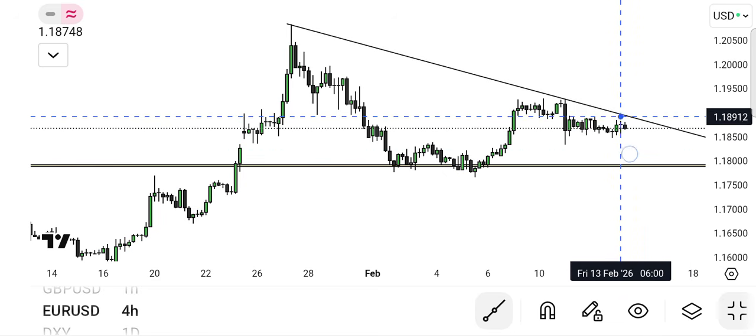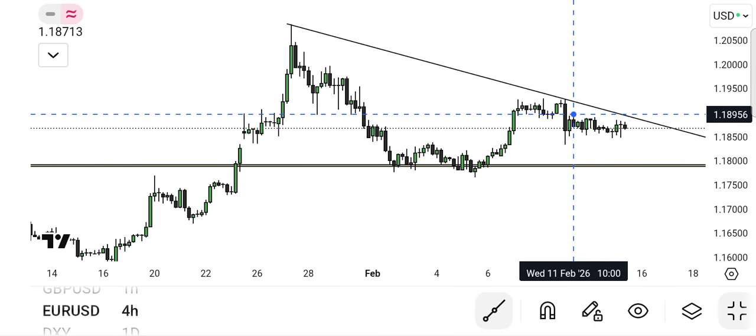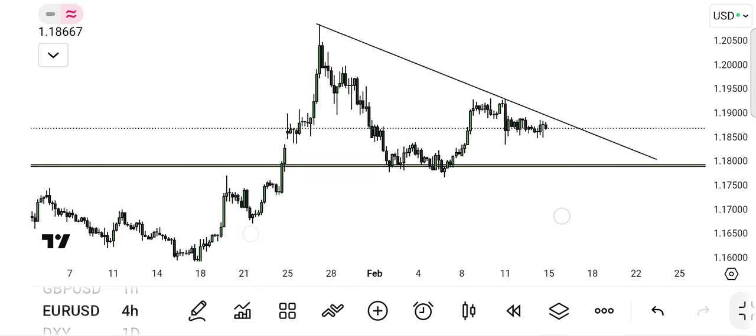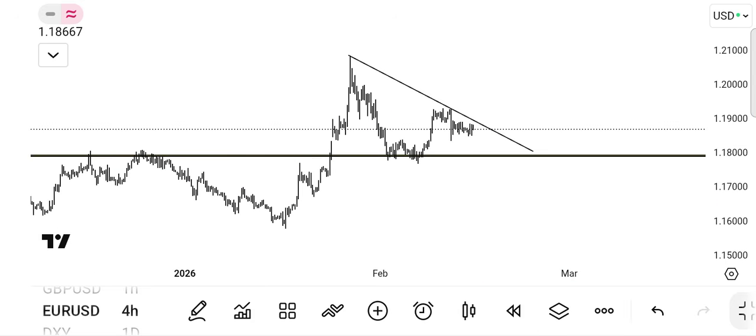So that's what I'm saying on Euro USD. This is a complete top-down analysis on Euro USD. So when taking a trade on this, please make sure to be extraordinarily careful.